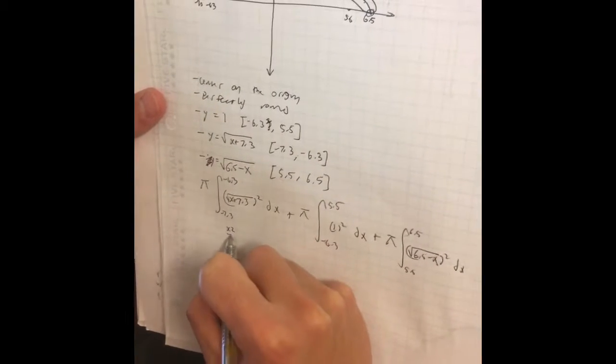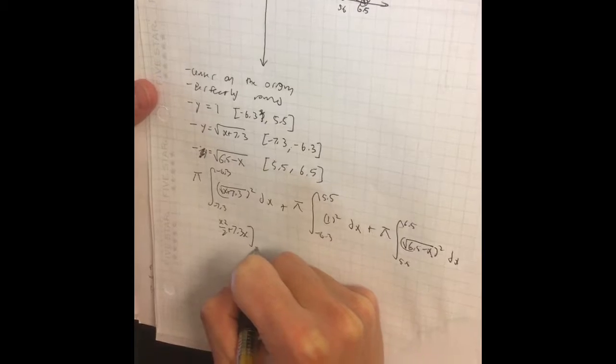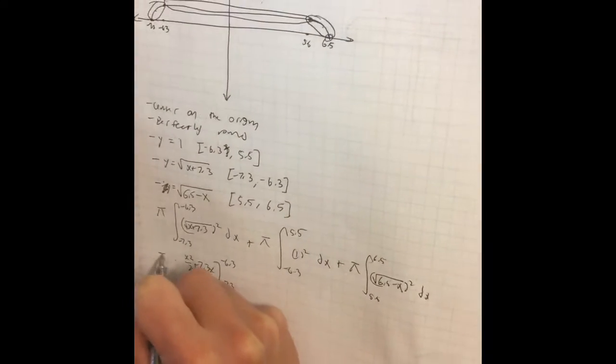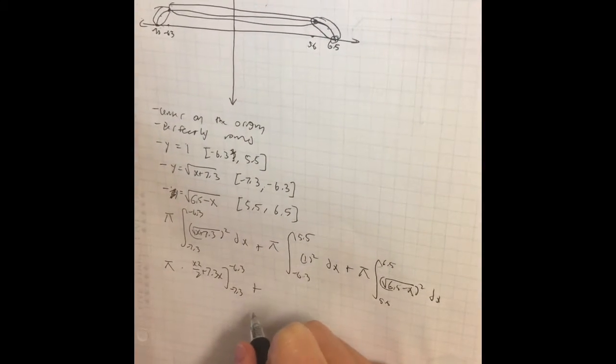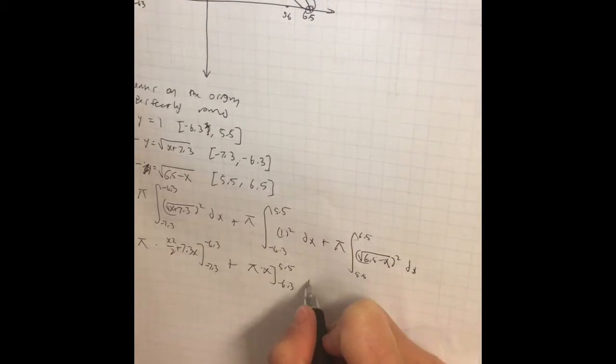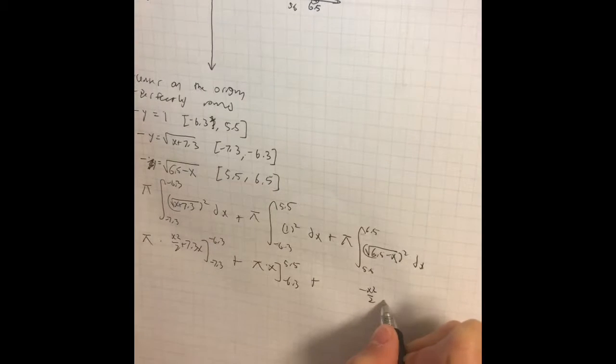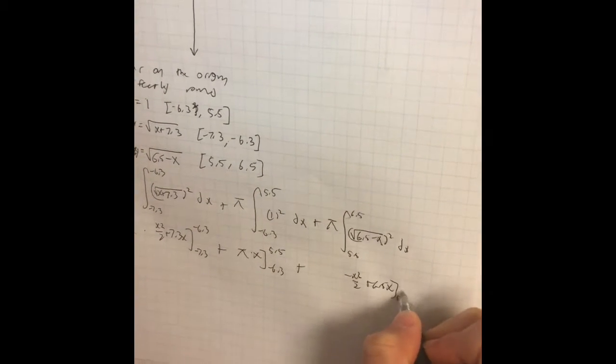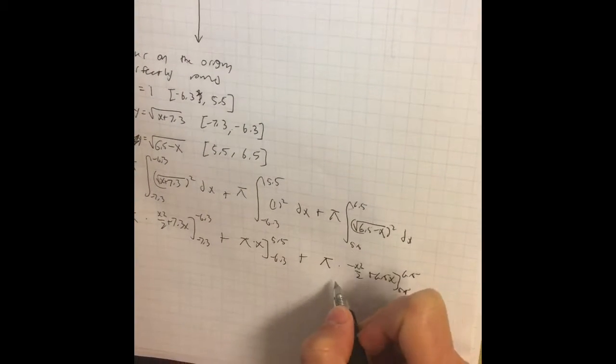The integral of that is x squared over 2 plus 7.3 times x, from negative 7.3 to negative 6.3, all times pi, plus, well, the integral of 1 is just x, and it's going to be from negative 6.3 to 5.5, all times pi. And the integral of that is negative x squared over 2 plus 6.5x from 5.5 to 6.5, all times pi. Now we have to do the arithmetic part.